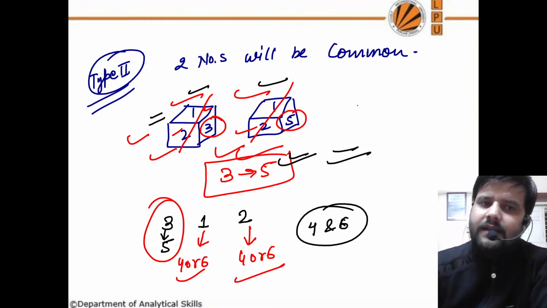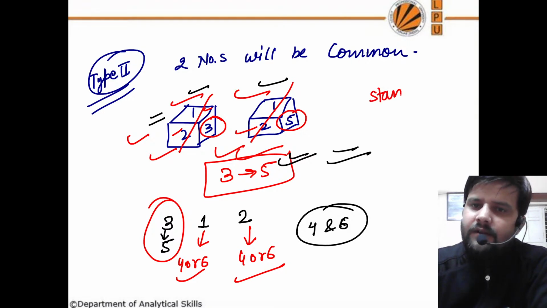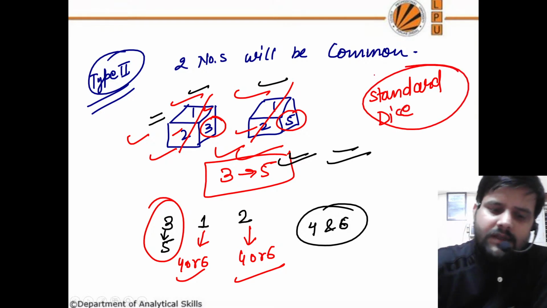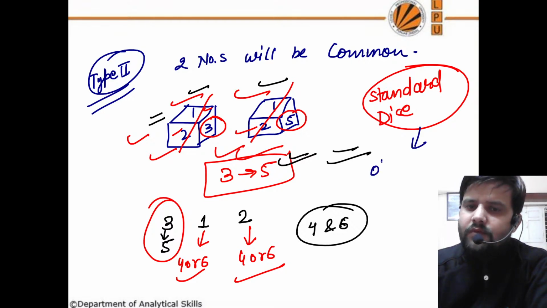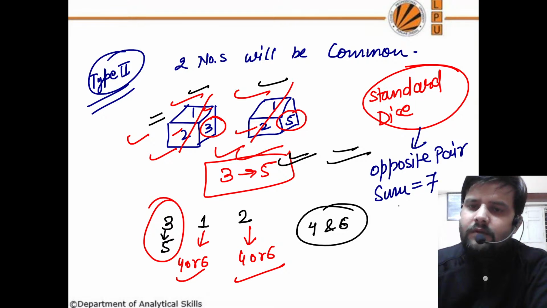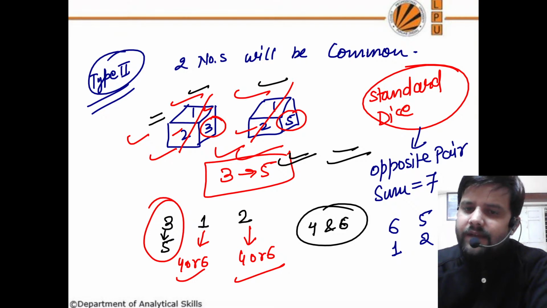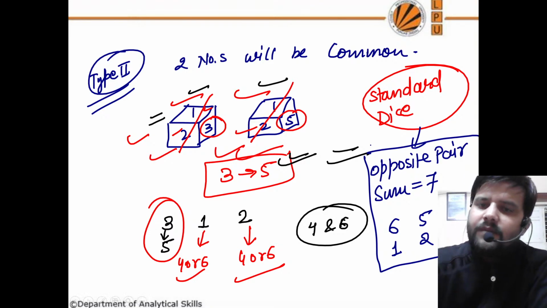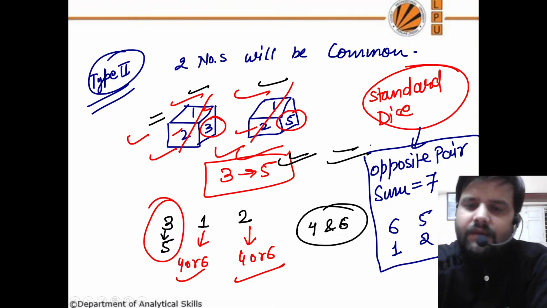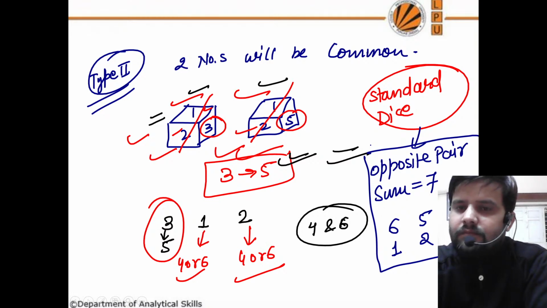And the last thing in this: remember, sometimes this phrase is used, standardize. You have to know what standardize is. Standardize is nothing but opposite pairs having a sum of 7. It means 6 will be opposite to 1, 5 will be opposite to 2, likewise 4 will be opposite to 3. This is the data for standardize. Just remember, opposite pairs will give you a sum of 7.